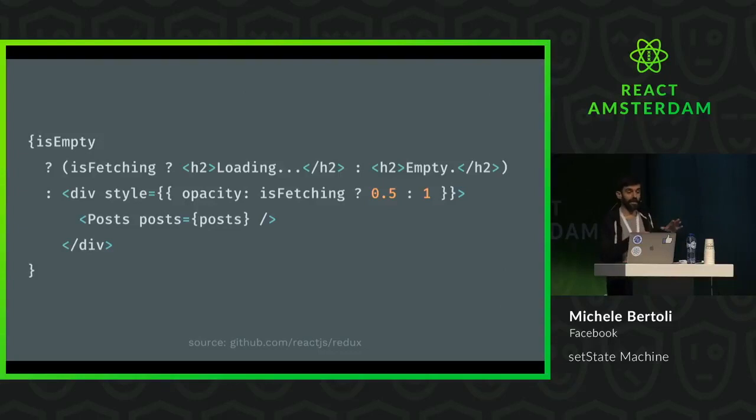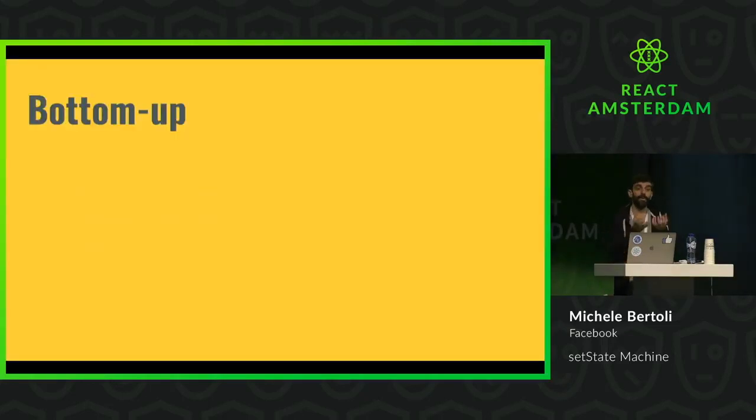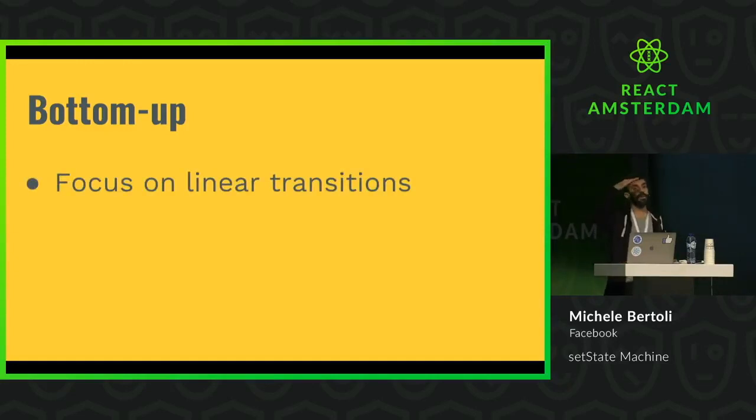But we use state flags here, like nested ternaries of state flags. If the component is empty, we could either be fetching, and in that case, we show a loading indicator, or it's actually empty. And if it's not empty, we show the posts. You got the point, right? State flags are all over the place. And this approach, where you start solving a simple problem and then you find out all the edge cases and you add on top of it, is called the bottom-up approach. The bottom-up approach is where you focus on linear transitions. As we said, it's going A, B, C, like event handler, 90%, fetch more data.